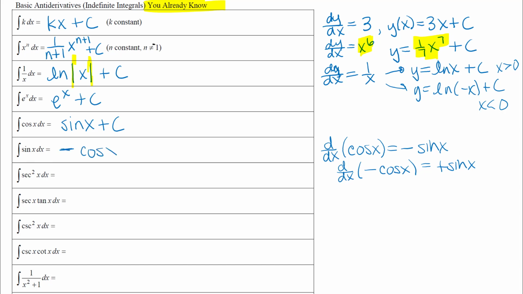A lot of students have trouble getting the positives and negatives in the right place for these antiderivatives. So make sure that you work on that some so that you can get those in the right place.